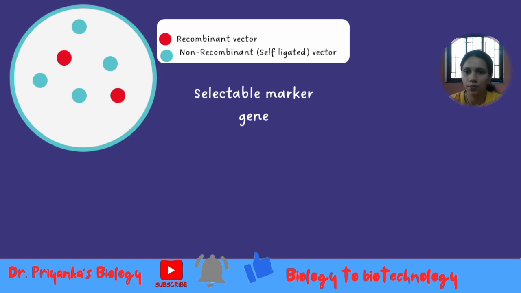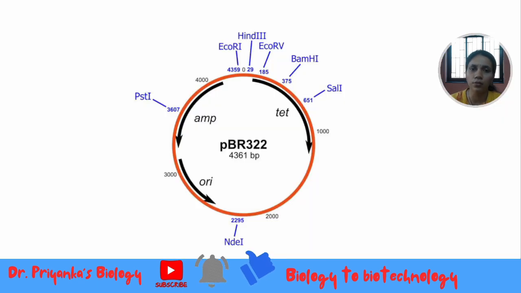Now let us take the example of pBR322. That's a plasmid that we have studied when we were discussing vectors. Now if you see this pBR322 plasmid, there are different components here. Very important is the origin of replication.